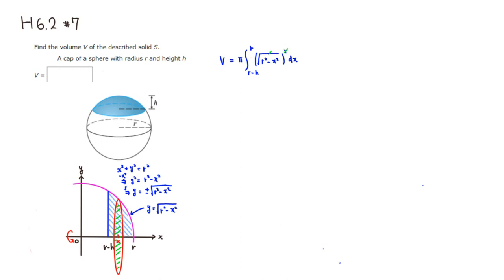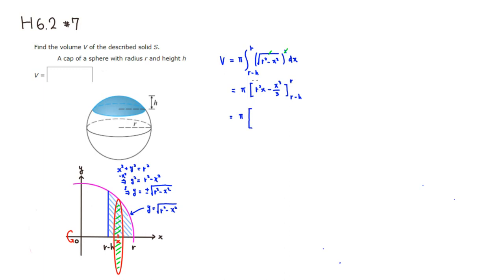Then we can just go ahead and take the antiderivative. Pi is just a constant sitting there. The antiderivative of r squared would be r squared x, because r squared is just a constant, and negative x squared gives x cubed over 3 by the power rule. Then you're going from r minus h to r. Then we're going to plug in.